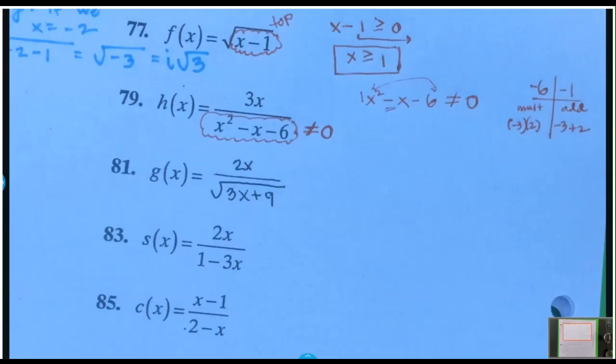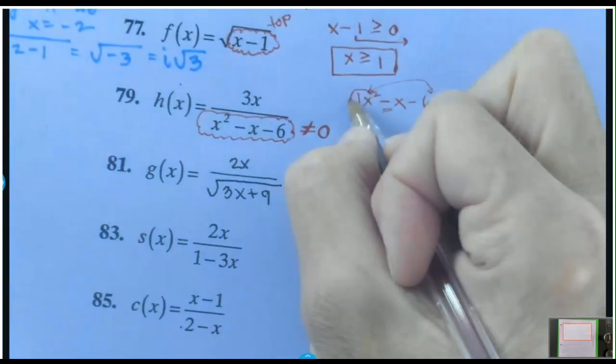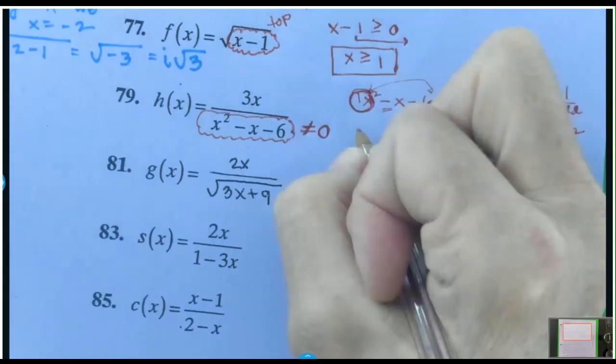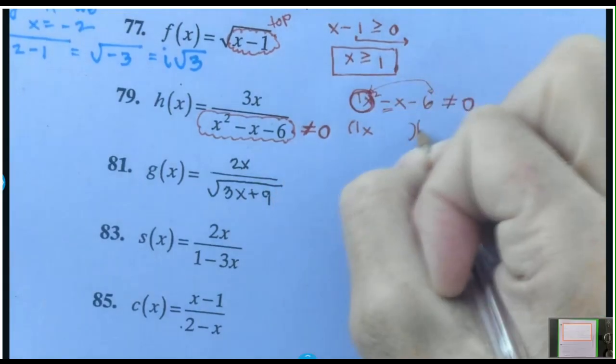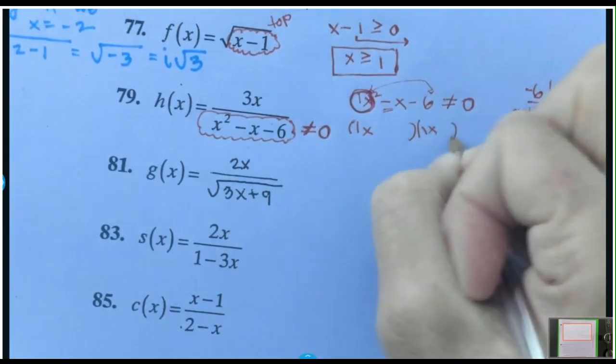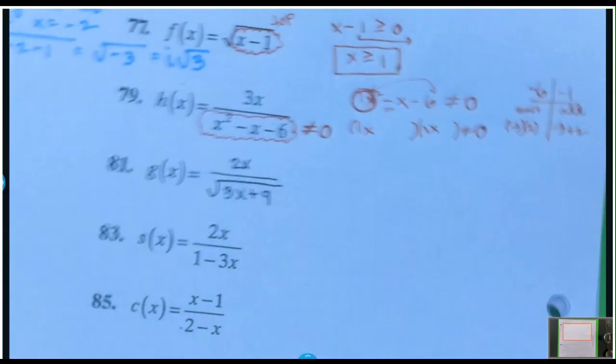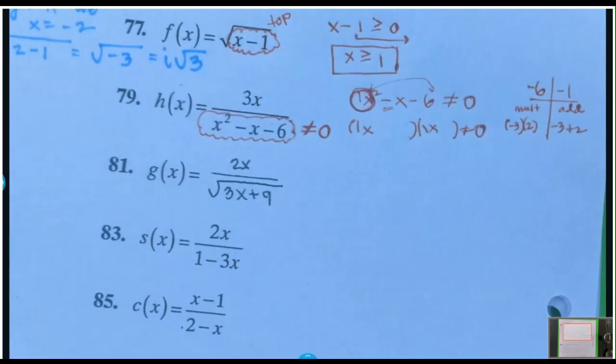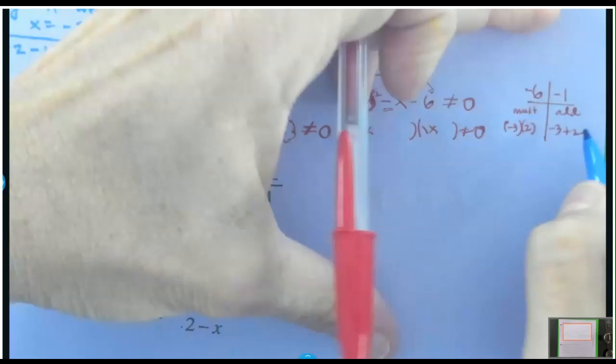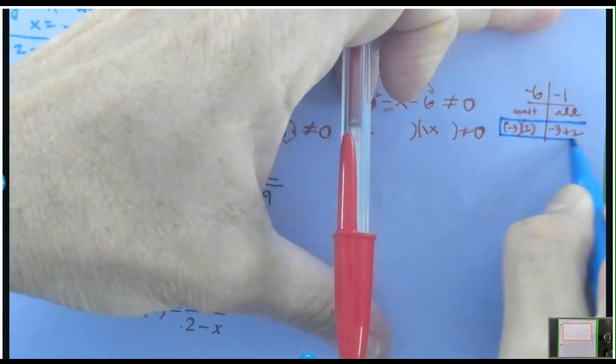Now, Solace, I noticed this on your test. When I set up my parentheses, I know I'm going to copy the lead term, so I'm going to set up 1x here and 1x there, and we know that this cannot equal 0. Solace, what are the factors that you plug into your parentheses? Which numbers are the factors?